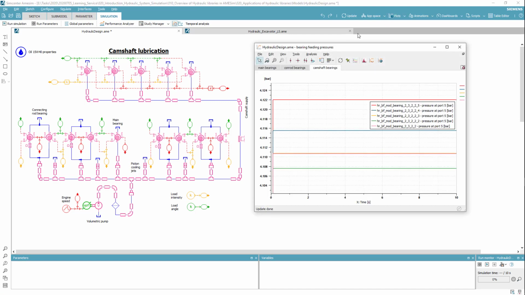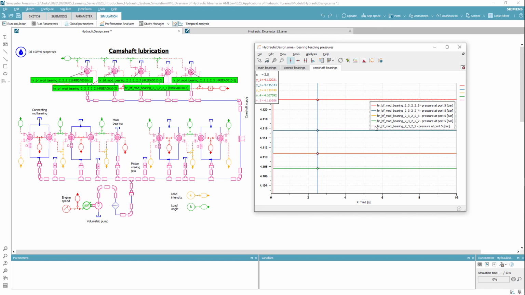So you see from the camshaft bearings, we can see along this flowing direction, the pressure at the cams keeps decreasing due to the pressure losses or frictional losses in the pipes and also in the T-junctions.